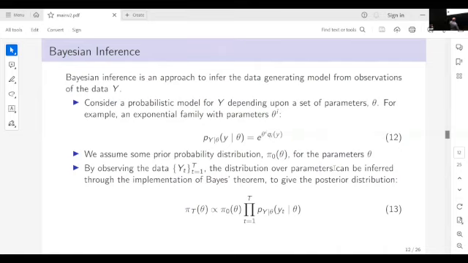I'm just going to start with simple Bayes. Again, we have some probabilistic model. The model has some parameters, theta. Here I just gave an example of an exponential model. And we also assume some prior probability distribution, pi naught of theta, which is called the prior, on the parameters theta. So I've got to give you that. That's what I start with.